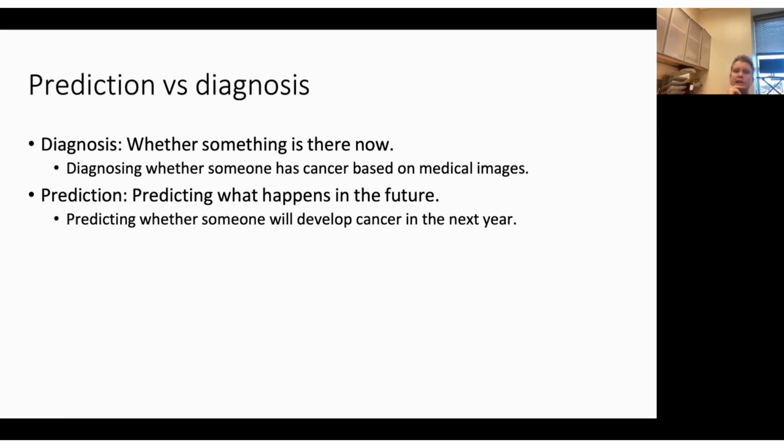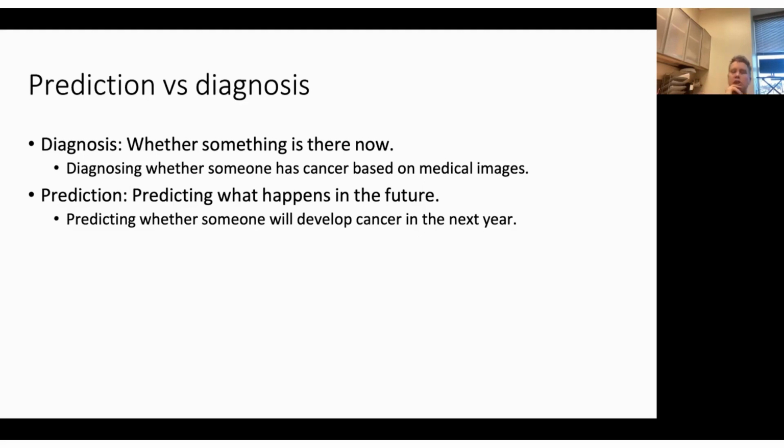Another thing that I personally think is pretty important, but is maybe less mentioned in the literature, is the distinction between prediction versus diagnosis. Diagnosis or detection is basically asking a question about the current time. Is there cancer? Does this patient have cancer now? Looking at this MRI, does this participant have breast cancer? That's a question about the current status. It's a detection problem, a diagnosis problem.